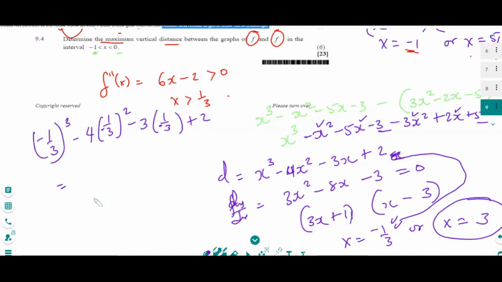Okay, so now the question wants the probability. So that will be 36 over 120. You simplify this, you get 3 over 10 or 0.3. Question answered. So guys, we come to the end of the paper.